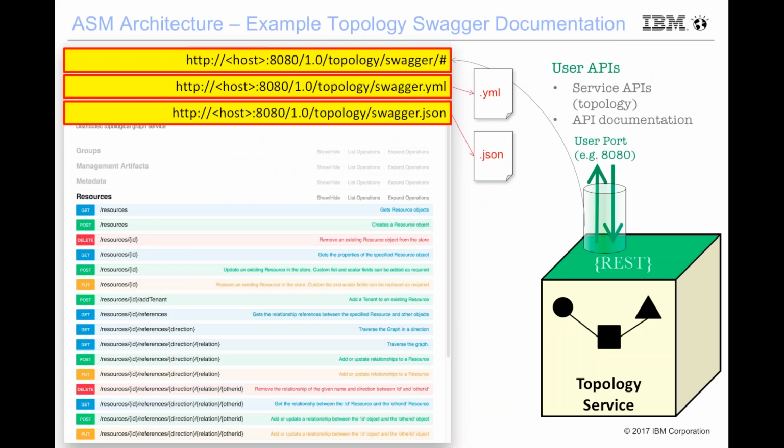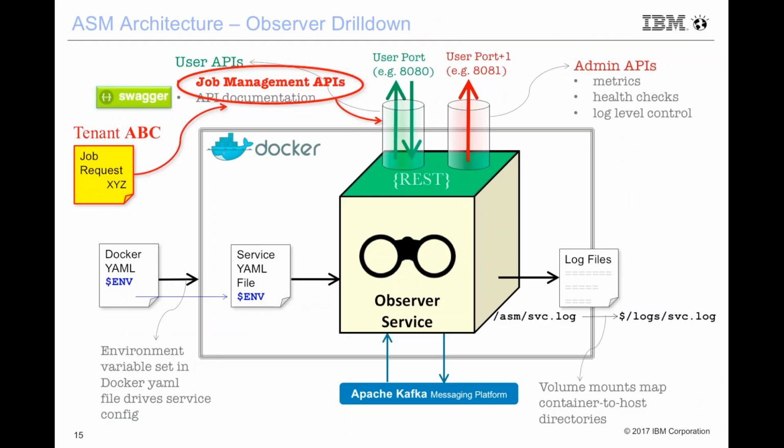This is really just a screenshot to try and illustrate that the Swagger documentation and the REST APIs are really key to how ASM works. That's an example of the Swagger from Topology. I'll show you a little bit about that in the demo later, so we won't go into a lot more detail here.